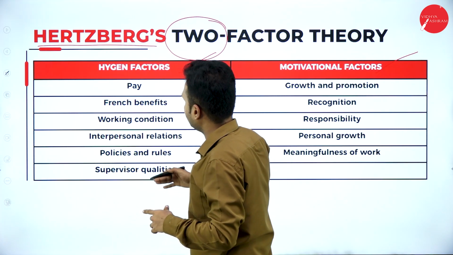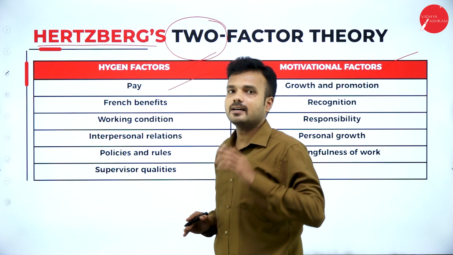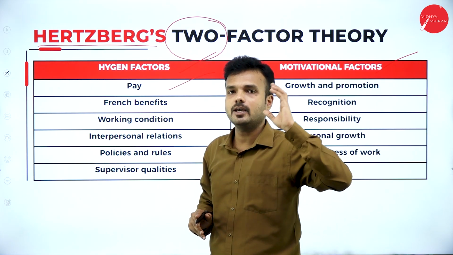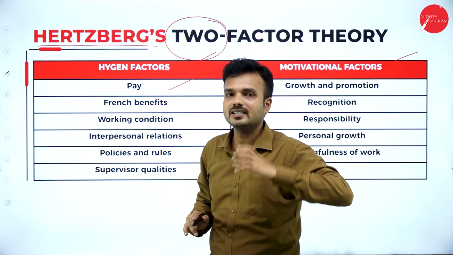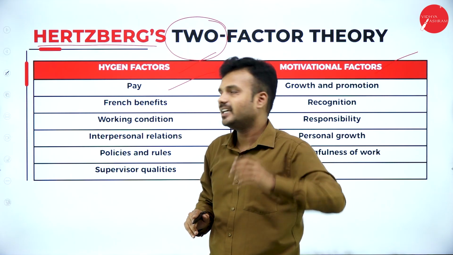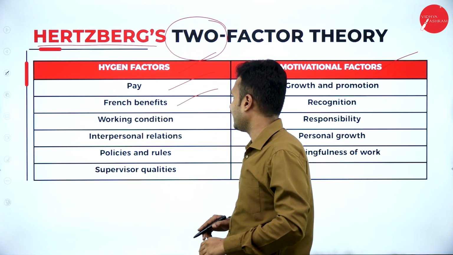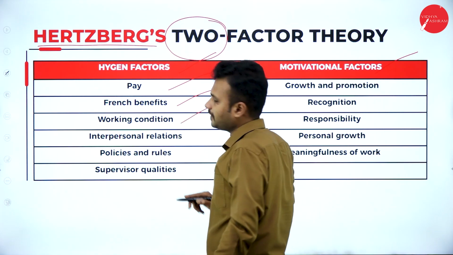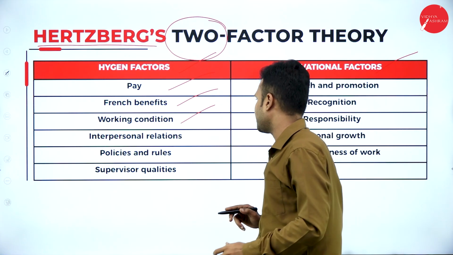So there are certain factors, that is hygiene factors. When it comes to salary, that is the pay that is given by the organization to the employees. Fair remuneration is provided to the employees so that they get motivated and work effectively and efficiently. Fringe benefits are the extra benefits provided by the organization. Working condition: there must be good working conditions for the employees so that they can work effectively and efficiently.